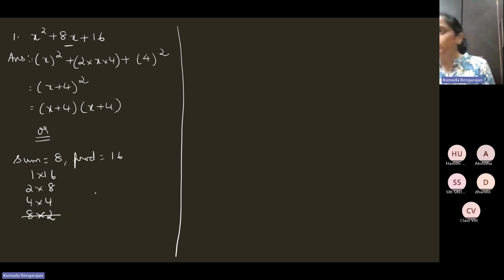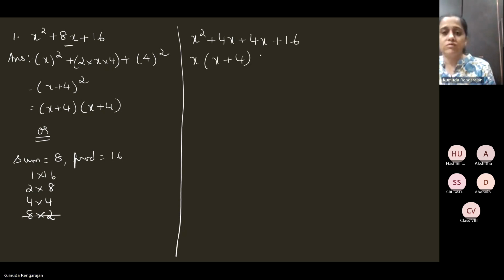Yeah, so 4 and 4. Correct. 4 plus 4 is 8, and 4 into 4 is 16. So split the middle term: x squared plus 4x plus 4x plus 16. So x plus 4 into x plus 4, which is x plus 4 the whole square. So you can also do it like this.